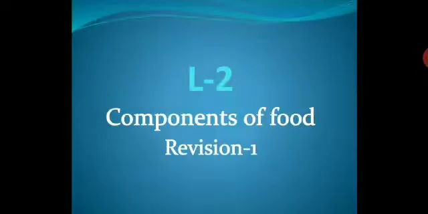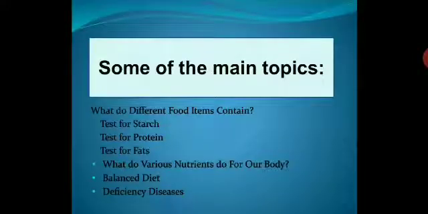Next we will see what we are going to do today. Lesson 2, components of food, revision. So let us have a revision of this. Some of the main topics covered in this: What do different food items contain? We have learned test for starch, test for proteins, test for fats. What do various nutrients do for our body? Balanced diet, deficiency diseases. So some of the main topics for this chapter are these. So different types of food and their components.